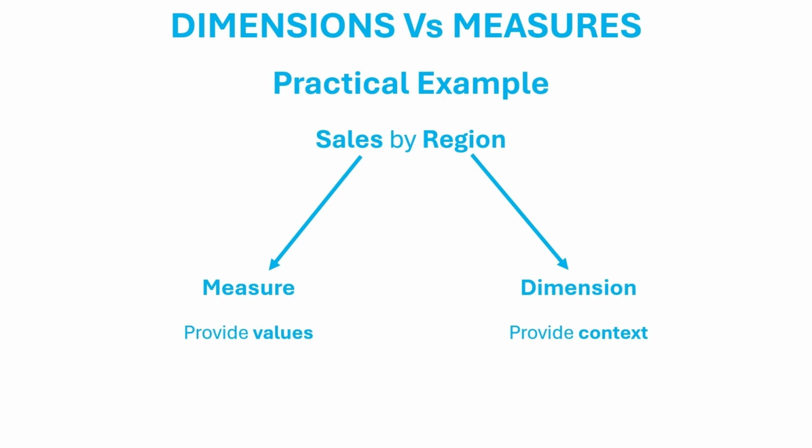Next, let us look at a practical example. So, if we look at the sales value alone, we are asking how much sales we have carried out. If we look at sales by region, region is the dimension which gives us the context or grouping for that sales value. And the sales is the measure which gives us the actual value.